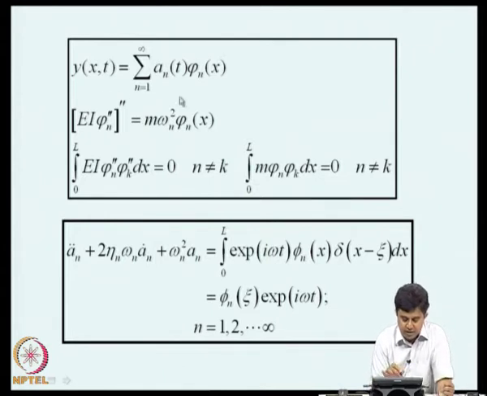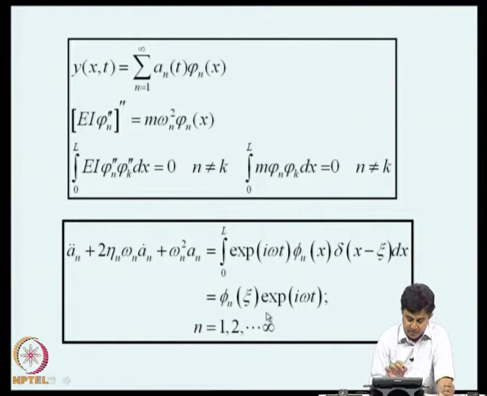So, we can expand the solution in terms of eigenfunctions phi n of x and generalized coordinates a n of t, and this phi n of x satisfies this equation and these orthogonality relations with respect to E I and m. Using this, now we can derive the equations for the generalized coordinates, and on the right hand side the generalized force is now given by integral 0 to L e raised to I omega t phi n of x delta of x minus psi dx. So, this integration can be carried out in a straightforward manner. We replace x by psi and I get phi n of psi exponential I omega t, and this is true for n equal to 1 to infinity.